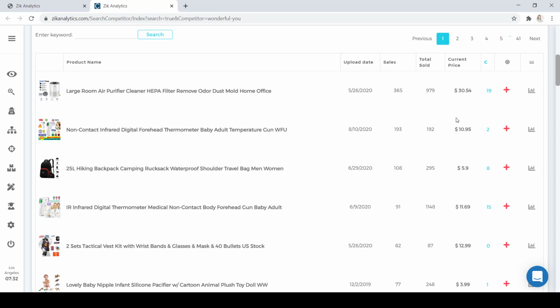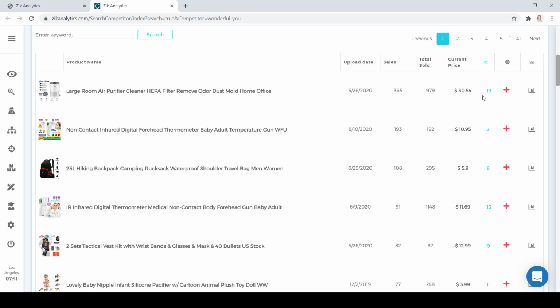And another very important thing is the competition. When you're focusing on finding items to sell in your store, you should probably focus on items that are above $20 and items that don't have above 10 competitors. The more expensive the product, the more likely that you are going to make a higher profit.